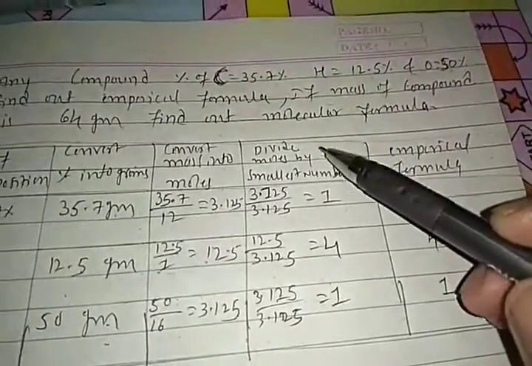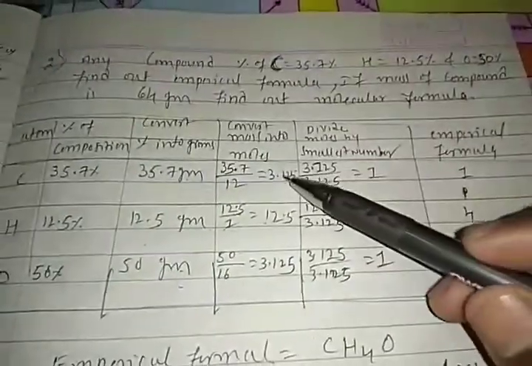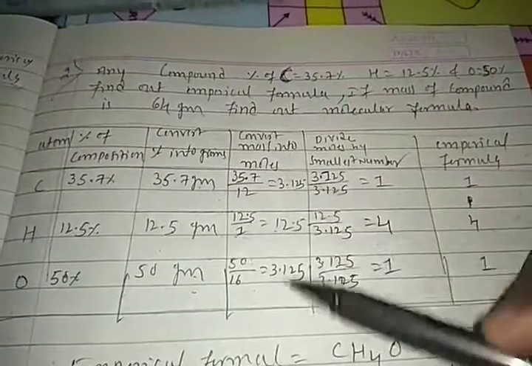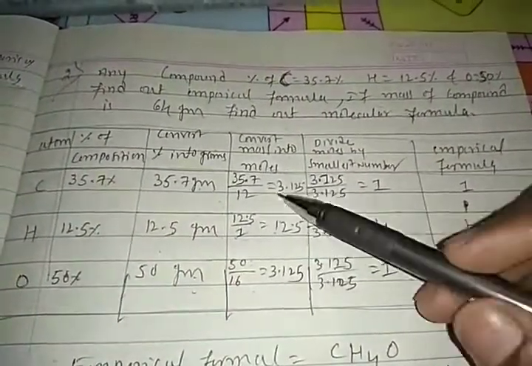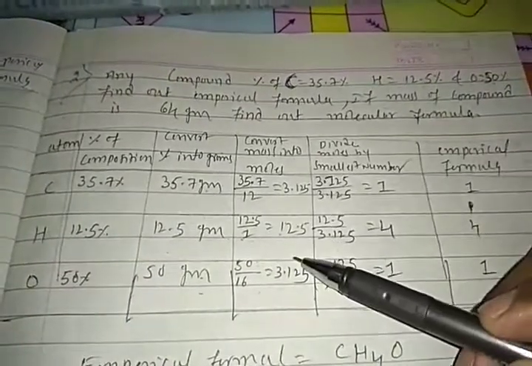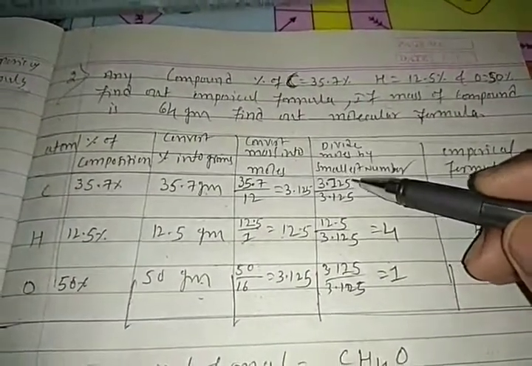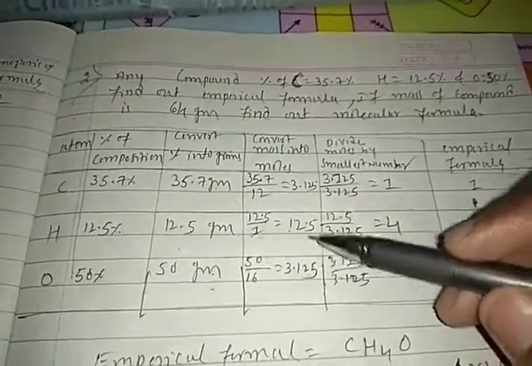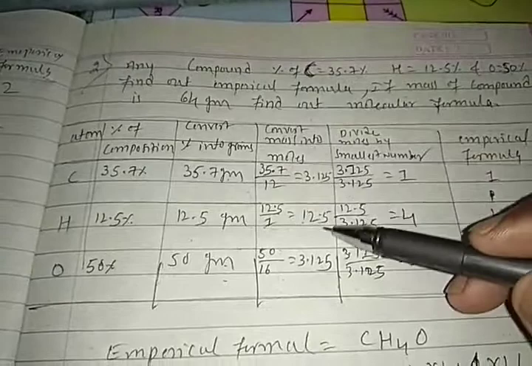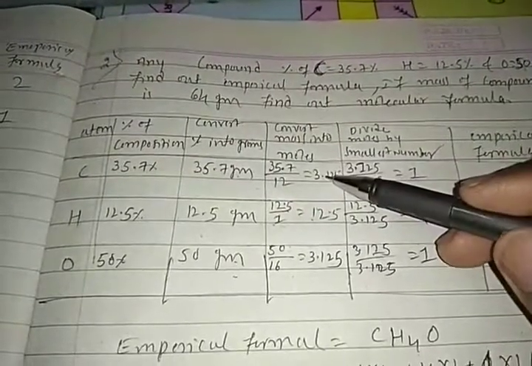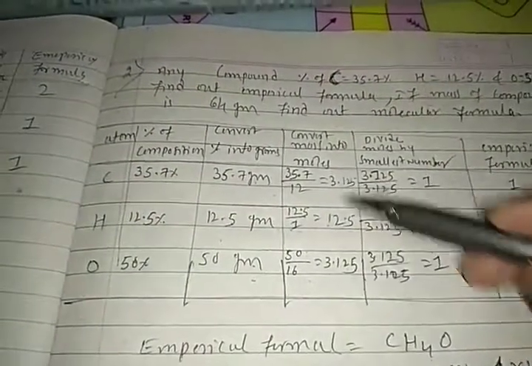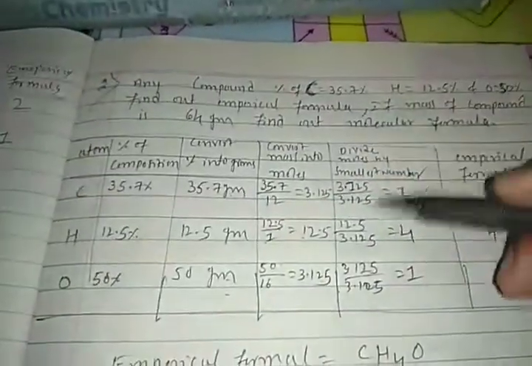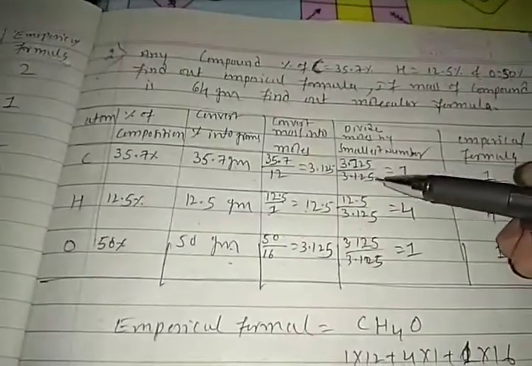Okay, divide the moles by the smallest number. Again, all of the values are fractions, so these fraction values are converted into whole numbers. Out of 3.15, 12.5, 3.125, carbon and oxygen have nearly the same value, and this is the smallest value as compared to hydrogen. So we divide all these numbers by 3.125.